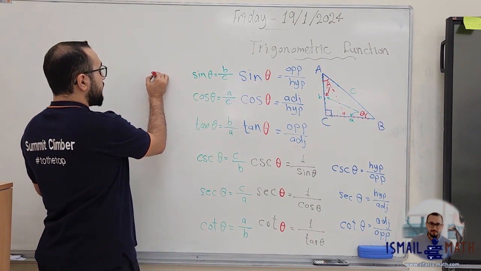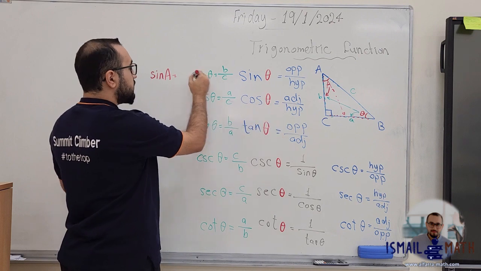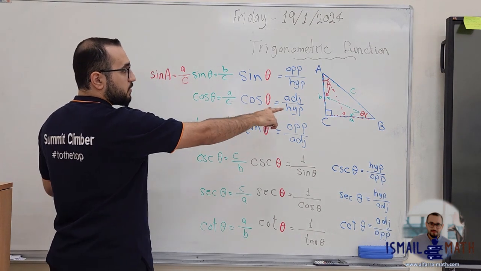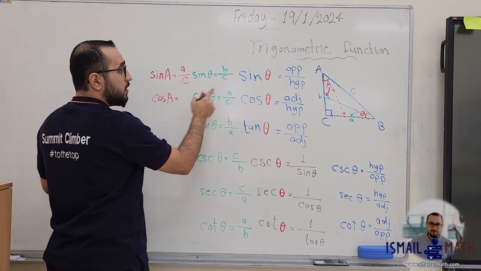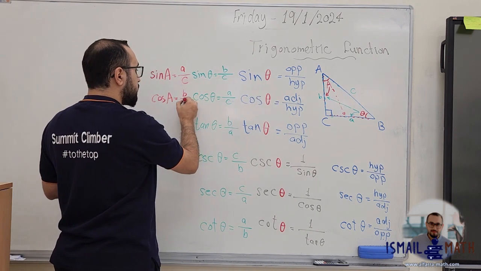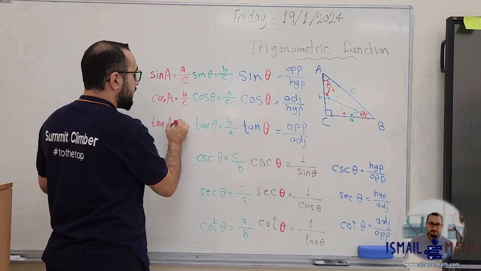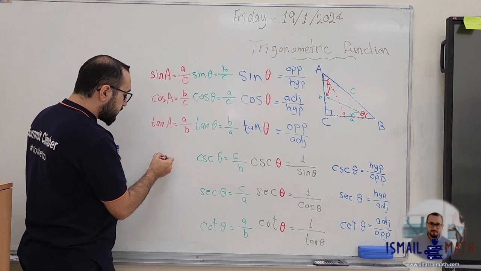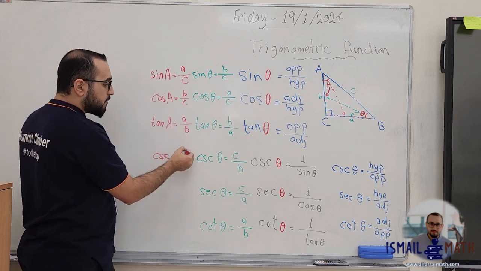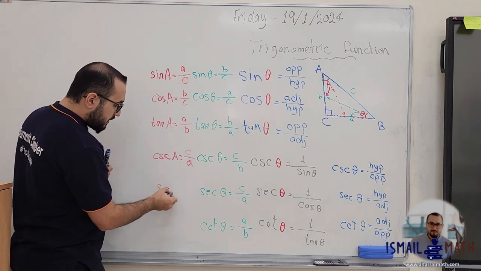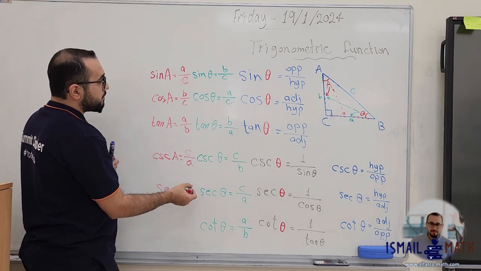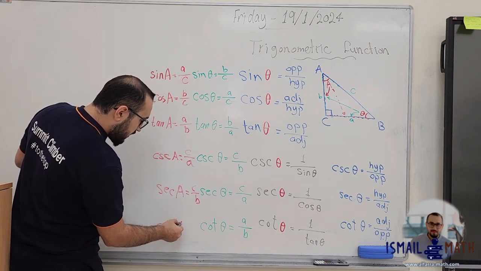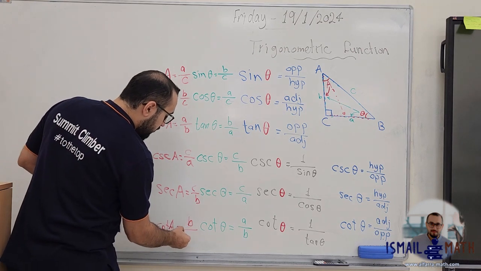Now, what is sine A? Sine A is opposite over hypotenuse, A over C. Cosine A is the adjacent, B, over the hypotenuse, C. Tangent A is opposite over adjacent, A over B. Cosecant A is the reciprocal of the sine, which is C over A. Secant A is the reciprocal of the cosine, C over B. And cotangent A is the reciprocal of the tan, which is B over A.